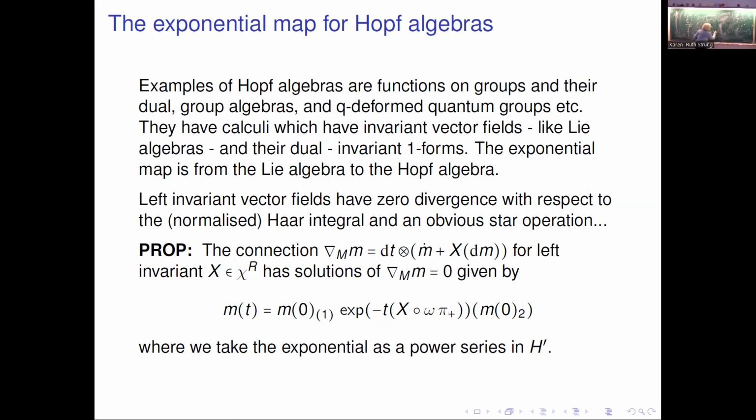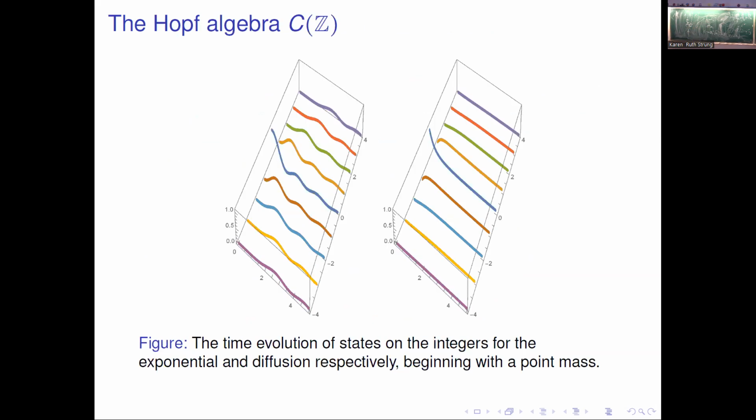So if I apply that to A, I get X of S of A1 dA of 2, which is an invariant vector field. So this pairs with an invariant vector field. That's actually just an exponential as a power series in the dual Hopf algebra. So we can solve this for some nice random Hopf algebras.